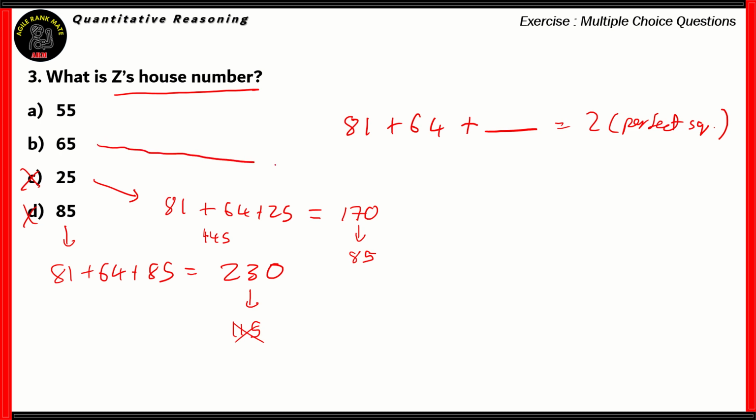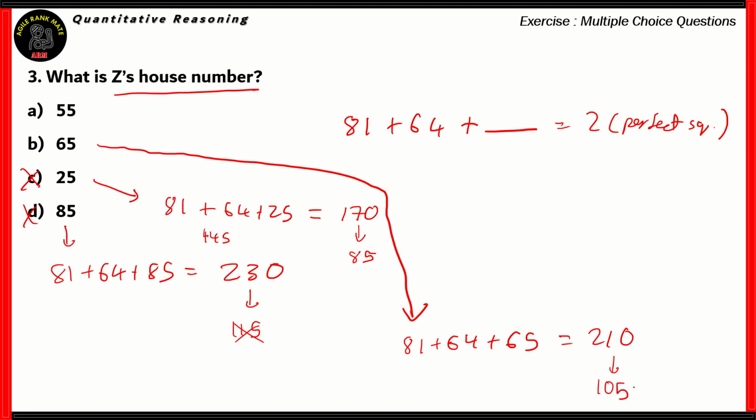What about option B, 65? Well, if you look at option B, that will be 81 plus 64 plus 65. So 145 plus 65, that will be equal to 210. So when you split 210 into 2 parts, it'll be 105. And 105 is again not a perfect square. So option B is incorrect.